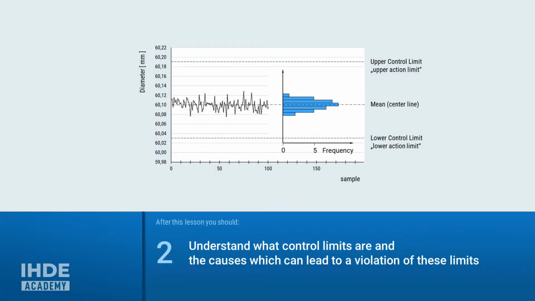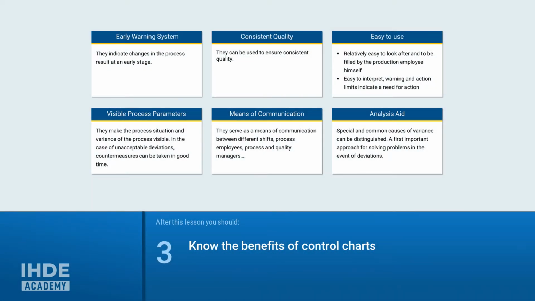Furthermore, you should have understood what warning and control limits are. You should know which causes can lead to a violation of these limits and which process characteristics should be monitored. Finally, you should be able to name the various benefits of quality control charts.